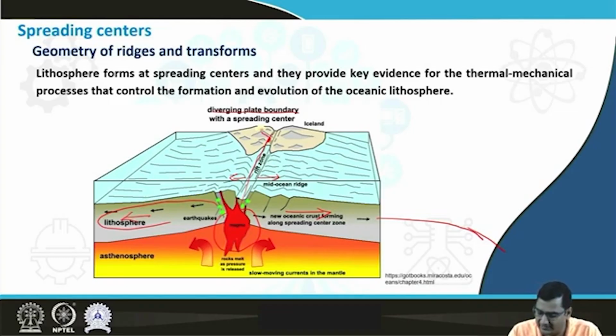So here at the rift zone you can see the magma is bulging up and forming a new lithosphere around it, and with age this new lithosphere will move away at the rate of movement of the plate that is sliding over the asthenosphere, which is a rock melt as pressure is released. So basically this rock will melt in the form of magma, move up and out onto the surface, and form a new lithosphere here.